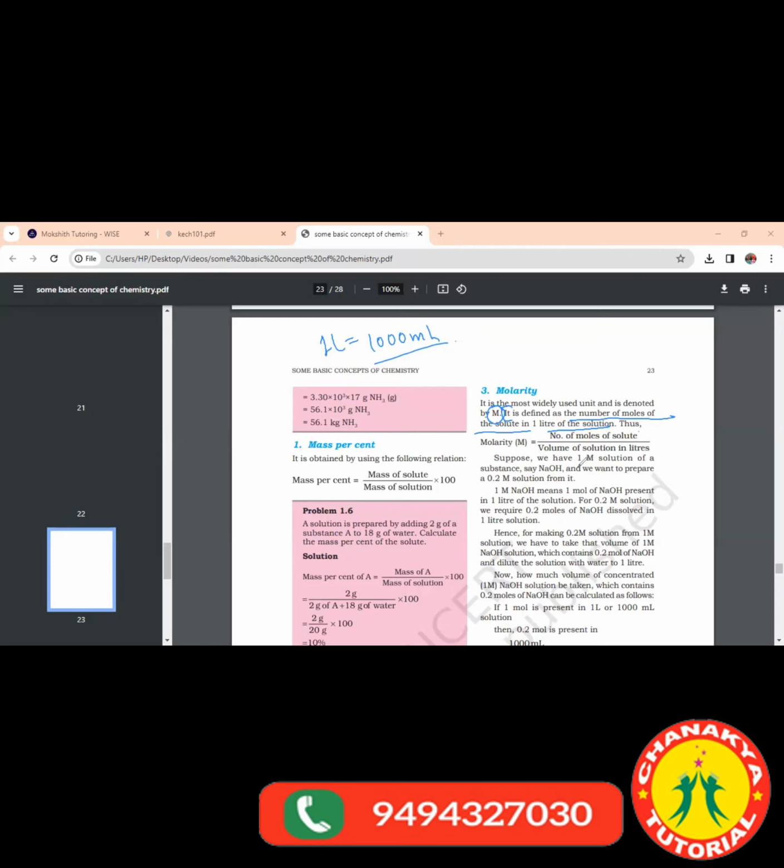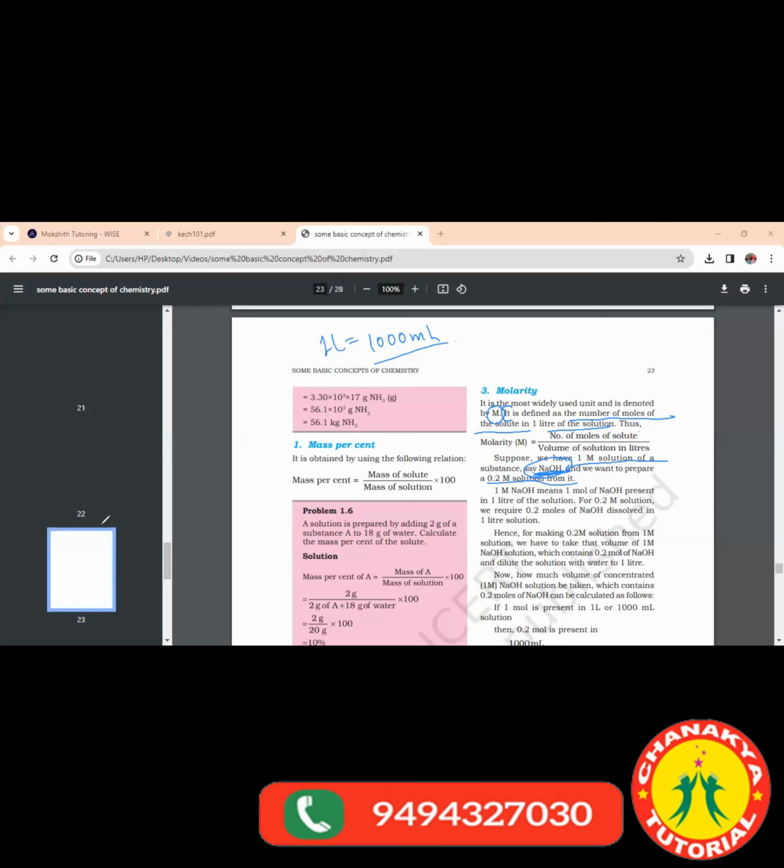Understood? Suppose we have a 1 molar solution of a substance, say NaOH. What is the name of this? Sodium hydroxide. And we want to prepare a 0.2 molar solution from it. What is given to you? 1 molar solution of sodium hydroxide. And you have to produce 0.2 molar solution from it.